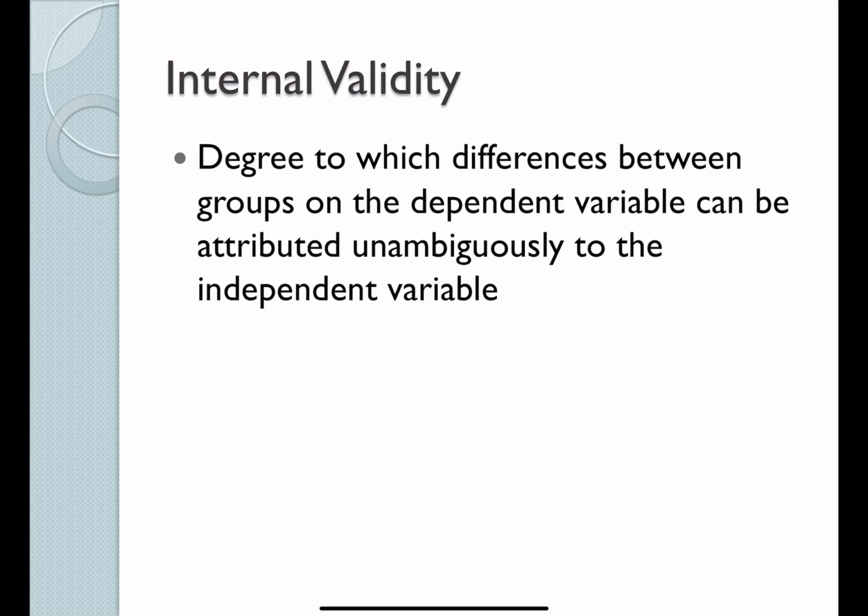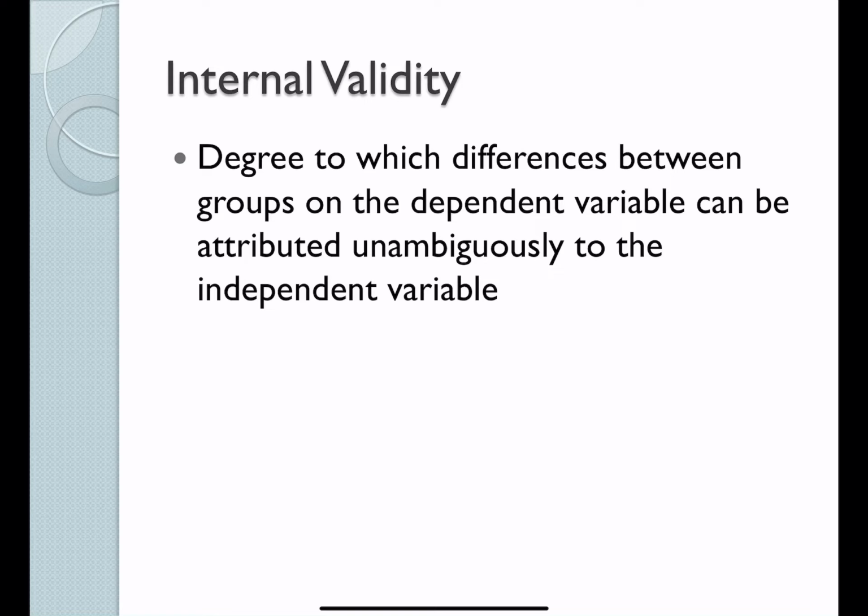Okay, so the big issue we're dealing with here is internal validity, which is the degree to which differences between groups on the dependent variable can be attributed unambiguously to the independent variable. We want to be sure that any change in the dependent variable comes from the independent variable and not something else that we haven't controlled. This is easier to do in true experiments because we've controlled everything.